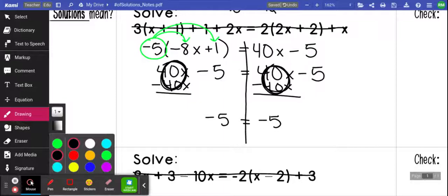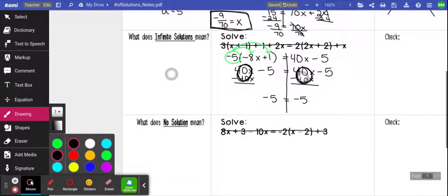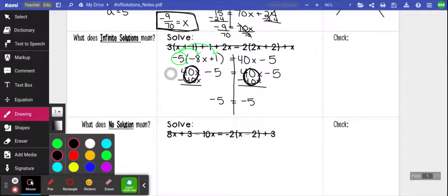Whenever your answer is a number equals a number, is that true, first of all? Is -5 equal to -5? Yes, they're the same thing. That means it's infinite solutions. So, as Garrett was saying, infinite solutions means that any number will work for this problem. Any value of x. The first problem, the only value that x could be was this fraction. This problem, we could choose any x.